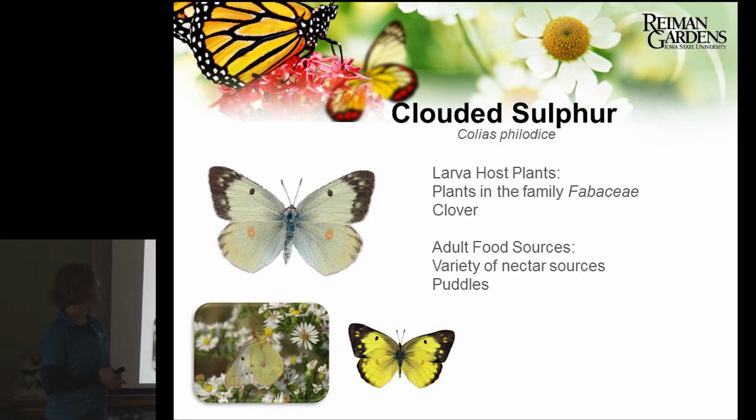Clouded sulfur. So sulfurs are the small yellow butterflies that you often see in gardens. This one is the clouded sulfur. They use clover as their host plant, and they like to nectar on a variety of different sources, and these are very prolific in puddling also. The males really like to puddle. Usually you see big groups of these when they're puddling. So pale yellow with black stripes, black margins on the forewings. They do have different forms or different ways they can look.